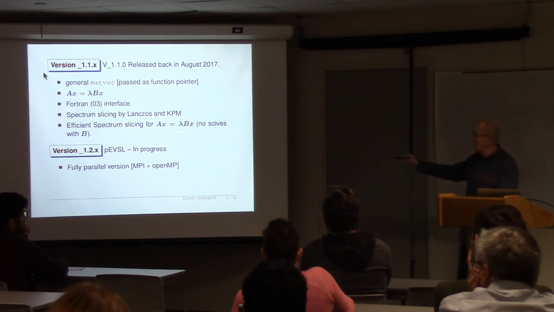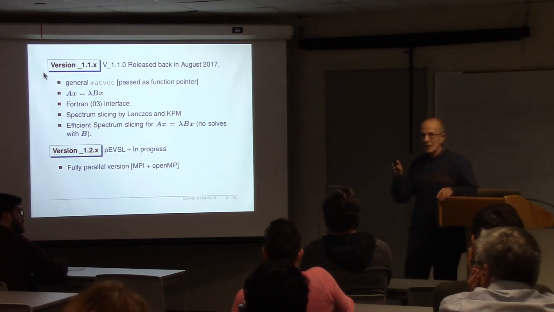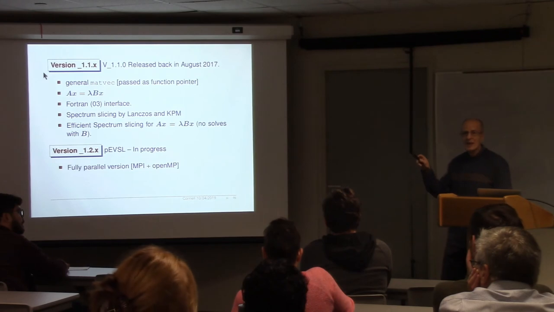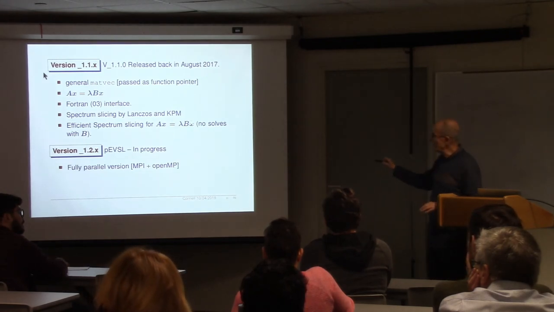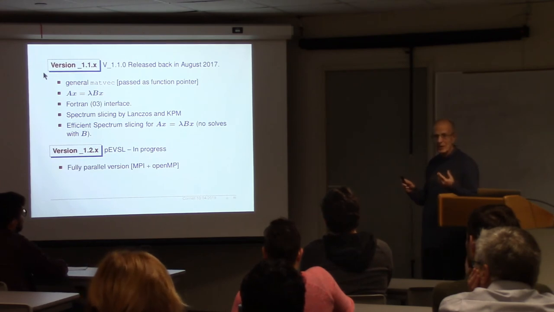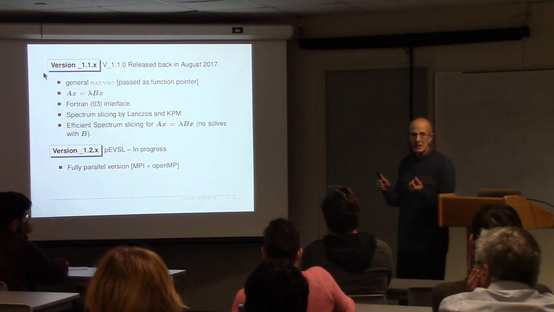And then we have also added spectrum slicing for the generalized problem. It's not trivial, because what makes the density of states easy to compute is the fact that matrix vector products are inexpensive. But here you have to deal with B. So how do you do that? Well, we used polynomial approximations of the inverse of B, because in many cases B is extremely well conditioned.